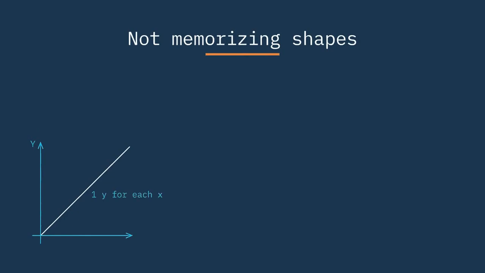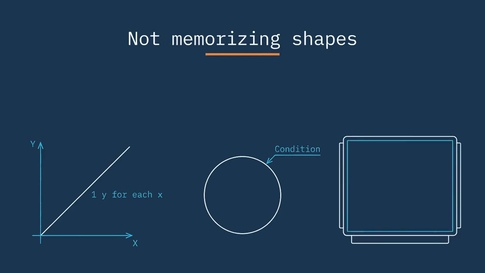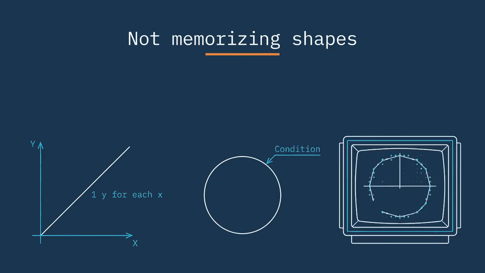So the big picture is this. Desmos isn't drawing shapes it memorized. Lines are easy because they can often be reduced to one y for each x. Circles are harder because they're defined by a condition instead. In every case, Desmos is finding the set of points that satisfy what you typed, and then drawing a fast, accurate approximation of that set on your screen.